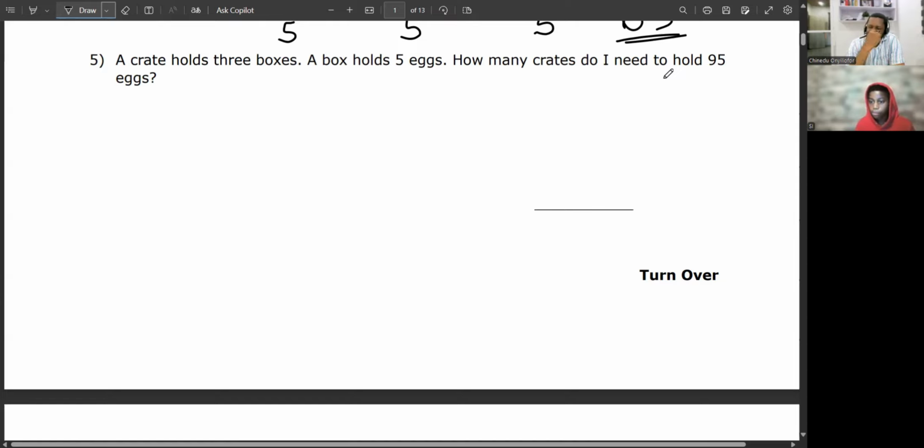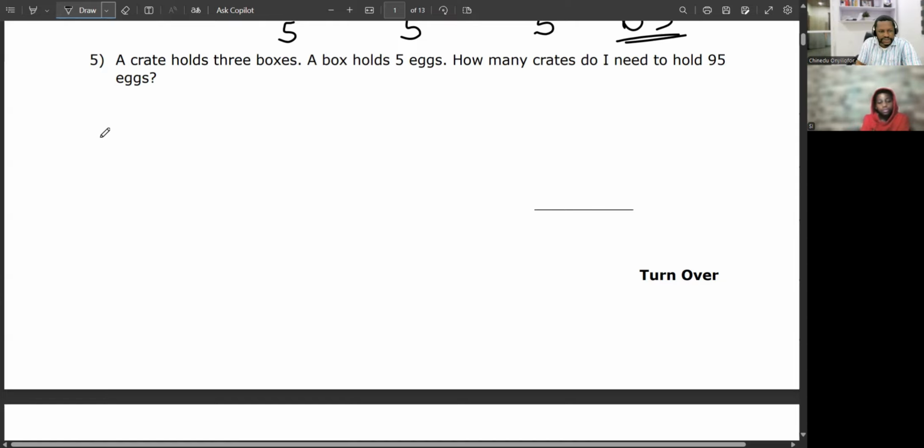I kind of understood what you said, but again, let's try to look at the question one more time, just to understand what is happening. Can you read the question out, the first sentence? A crate holds 3 boxes.